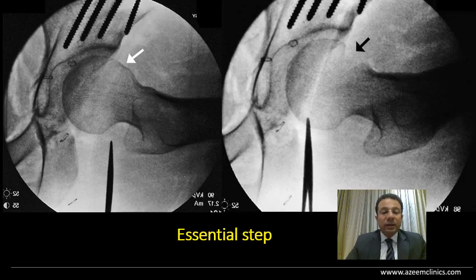After doing the fixation, we usually open the capsule to remove the bump at the antero-superior quadrant of the head in an ellipsoid head to prevent later impingement with flexion of the hip.